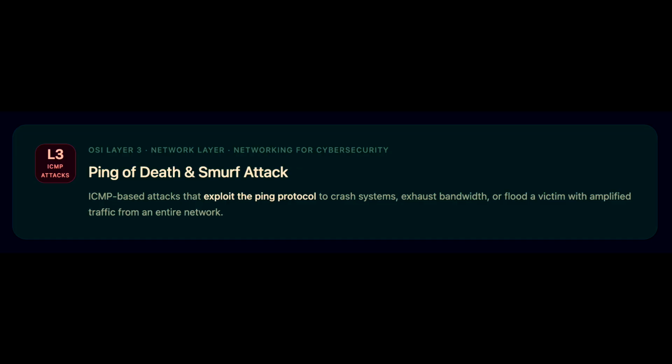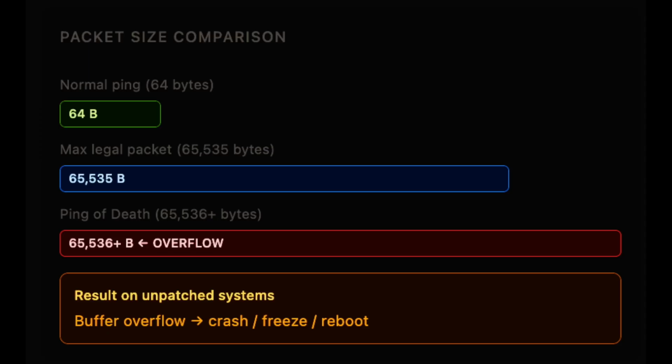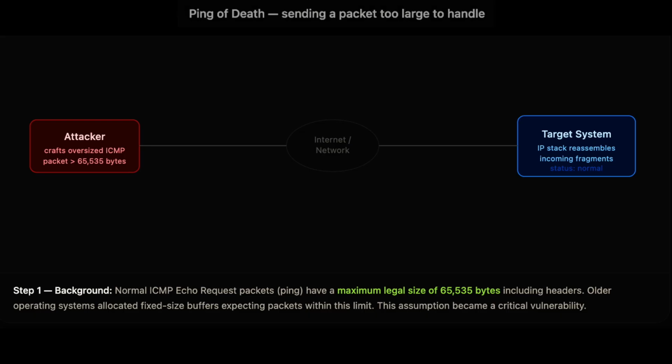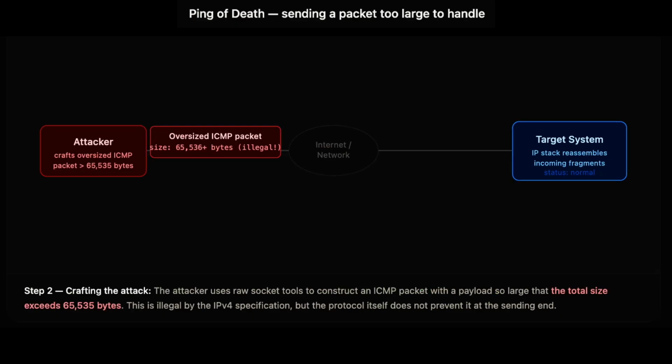Other attacks on this layer are the ping of death and the Smurf attack. ICMP-based attacks exploit the ping protocol for malicious purposes. The classic ping of death involved sending an oversized ICMP packet that would cause older systems to crash or freeze. The attacker crafts an ICMP packet with a payload that, when fully assembled, exceeds 65,535 bytes, the maximum allowed by the IPv4 specification.